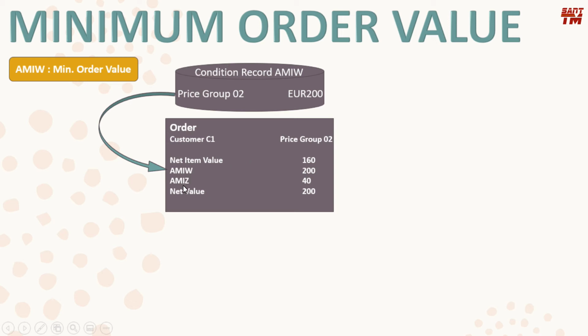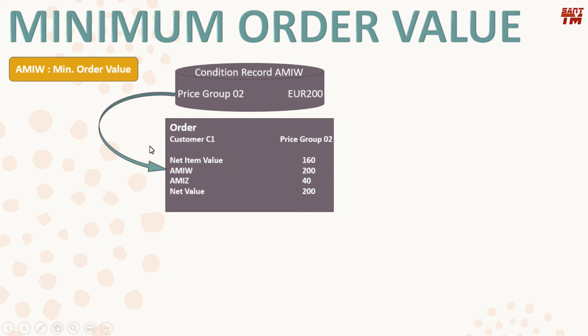So I will calculate AMIZ. AMIZ is the difference between AMIW and net item value. The difference between AMIW and net item value is of 40 euros. So AMIZ says 40 euros of additional charge would be billed to this customer C1 so that the net value of 200 euros is completed.